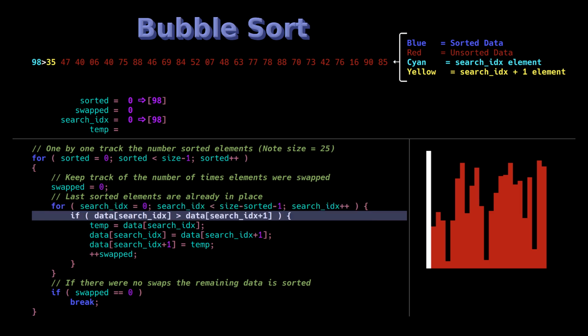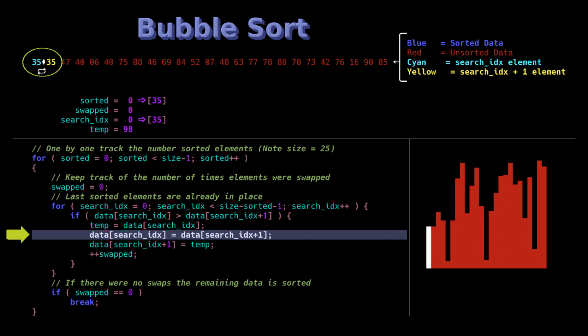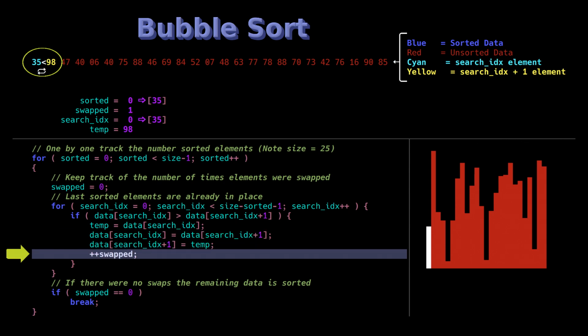We now will start at the first element, the 98, and compare it to the next element, the 35, and because 98 is greater we will swap the elements, first by storing the 98 in the temp variable, then placing the 35 in the first element, and finally the temp variable is placed in the second location. The swap count is then incremented.